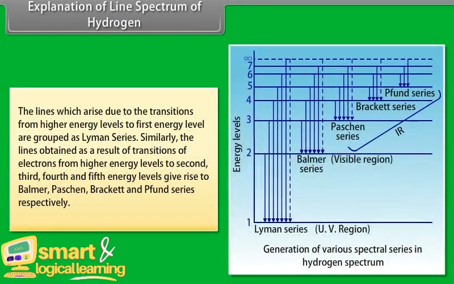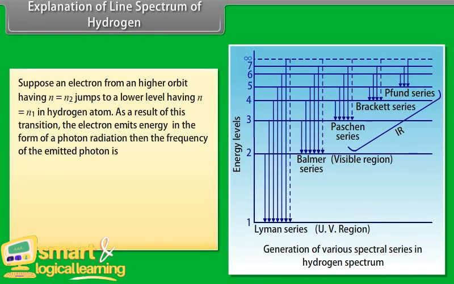The lines which arise due to the transitions from high energy levels to first energy level are grouped as Lyman series. Similarly, the lines obtained as a result of transitions of electrons from high energy levels to second, third, fourth and fifth energy levels give rise to Balmer, Paschen, Brackett and Pfund series respectively.